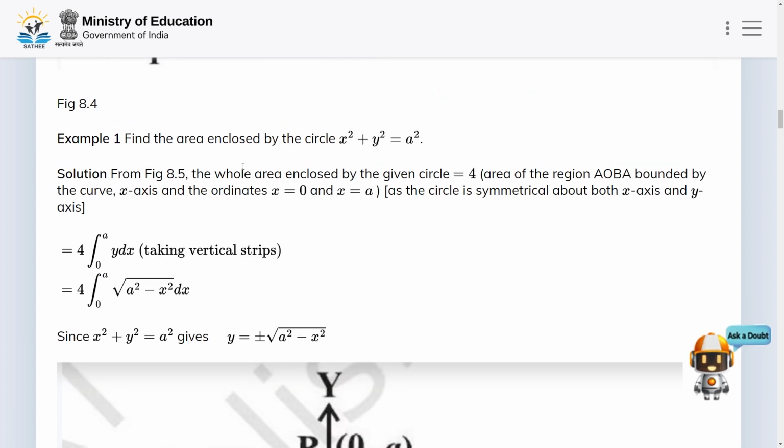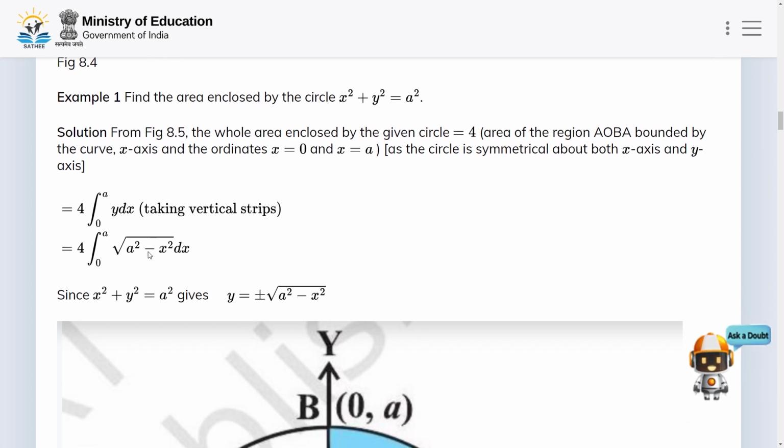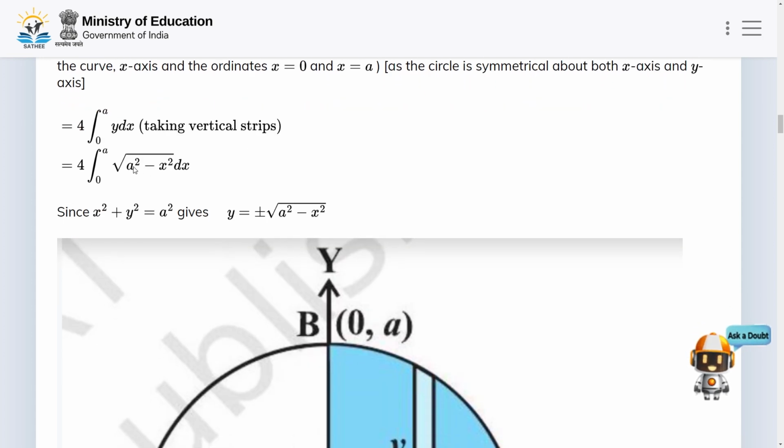From where can you find your f(x)? Or y must be in terms of x. How can you find it? Very simple. y square is equal to a square minus x square. This means y will be root of a square minus x square, so the integrand is root of a square minus x square dx. Now you just have to evaluate this integration, that's it. Then you will get your final answer. Okay, clear? So how are you going to evaluate it?